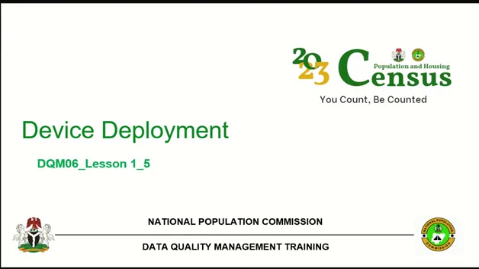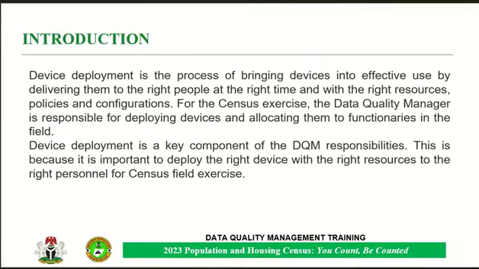This topic is going to cover device deployment as regards the 2023 population and housing census. Introduction. Device deployment is the process of bringing devices into effective use by delivering them to the right people at the right time and with the right resources, policies, and configurations. For the census exercise, the data quality manager is responsible for deploying devices and allocating them to functionaries in the field. Device deployment is a key component of the DQM responsibilities.